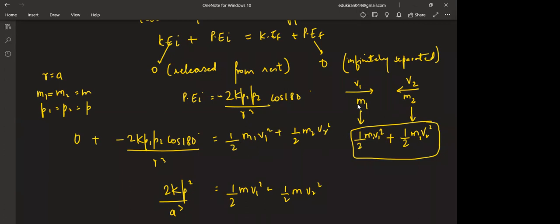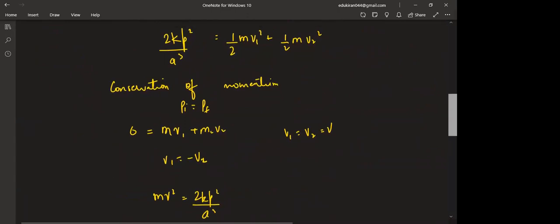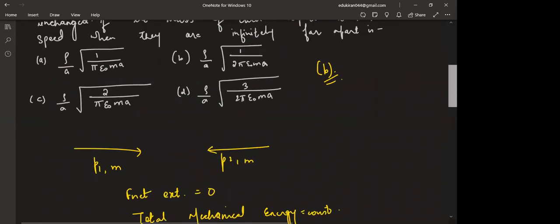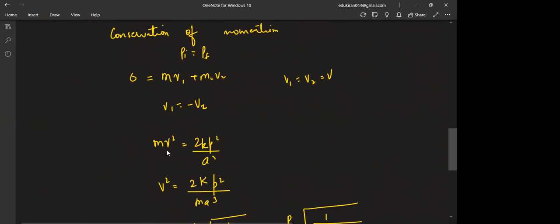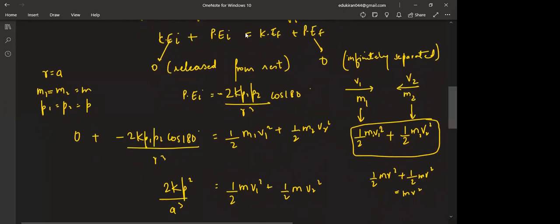Then we can substitute that masses are also the same, so m, and using conservation of momentum, we can conclude that velocity is also the same. So when you write v, v, that becomes half m v square plus half m v square, that is m v square only. That's why I have written m v square here. Clear? Yes, ma'am. Thank you.